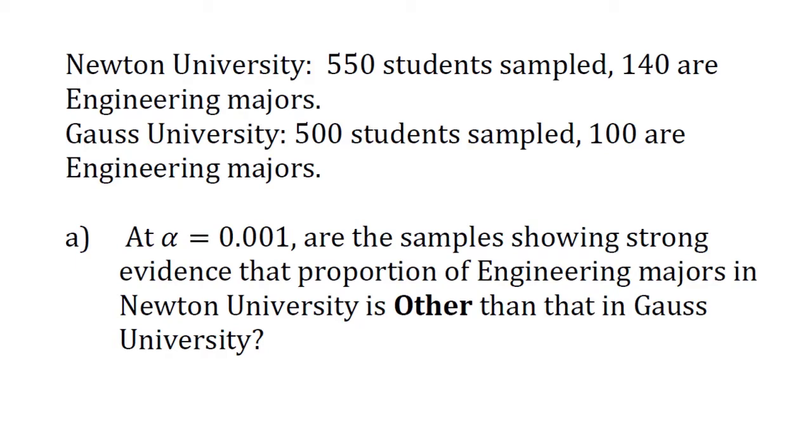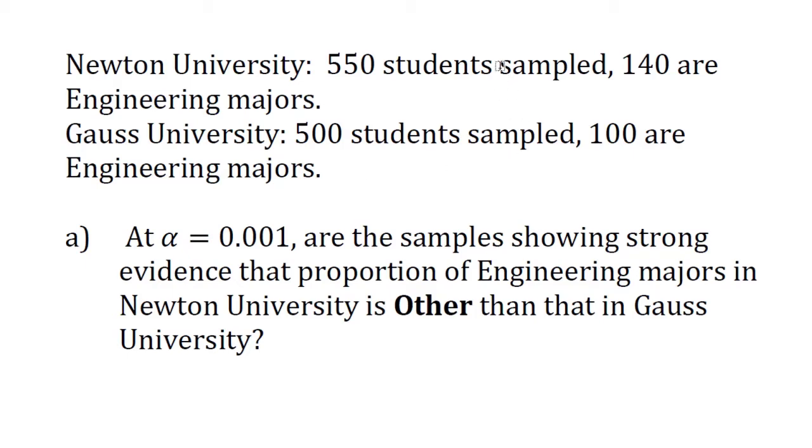And here I apologize for the very sketchy description of the two samples, but it should be descriptive enough. From Newton University, we sampled 550 students from the university student population, and we found that 140 of them are engineering majors. In the same way, we sampled 500 students from Gauss University, and in that sample of 500 students, we found 100 of them are engineering majors.